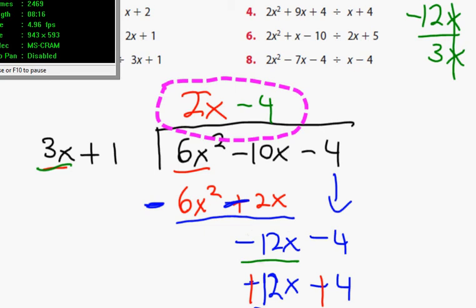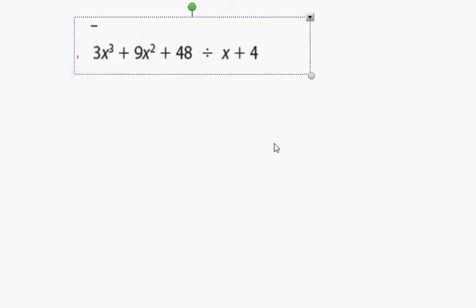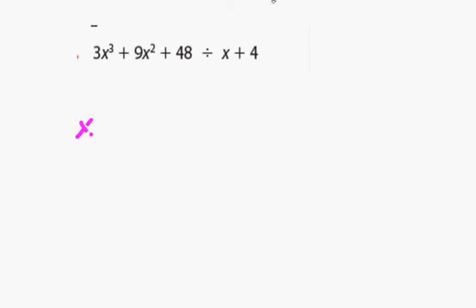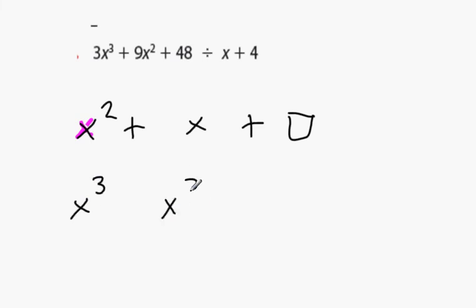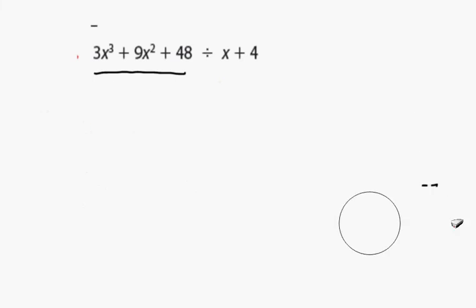Now, the equation here is 3x cubed plus 9x squared plus 48 divided by x plus 4. Now, what you guys need to remember is quadratic equations go x squared plus x's plus numbers. Cubic equations go x cubed plus x squared plus x's plus numbers. Which one is this one missing? It has no x's, doesn't it? So anytime that ever happens to you in the division questions, what you need to do is this.